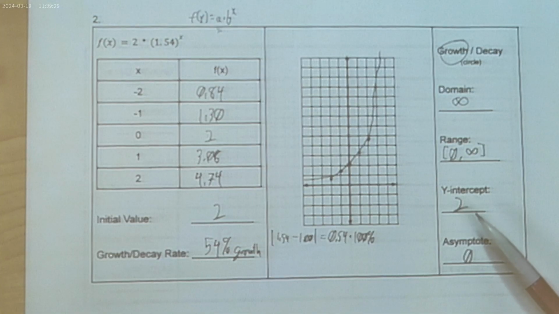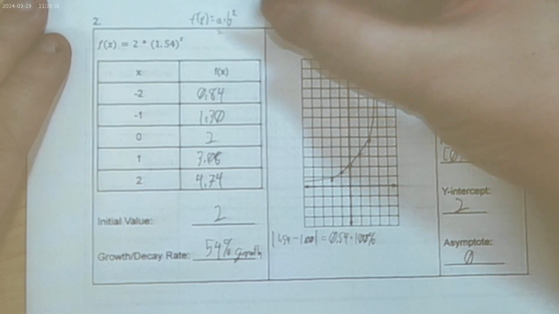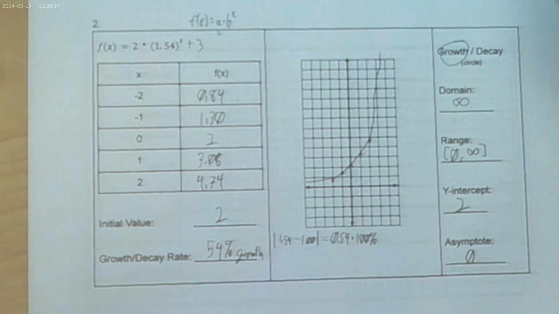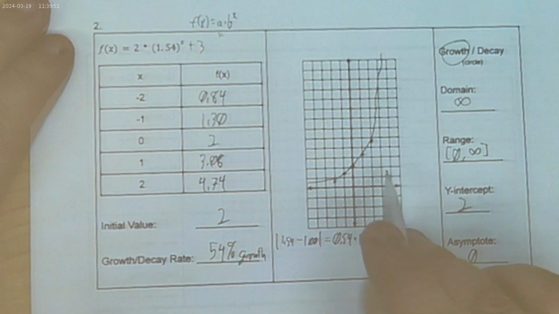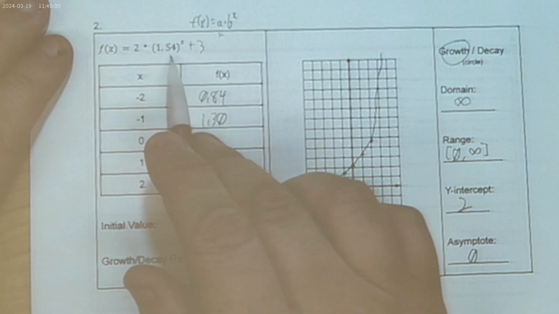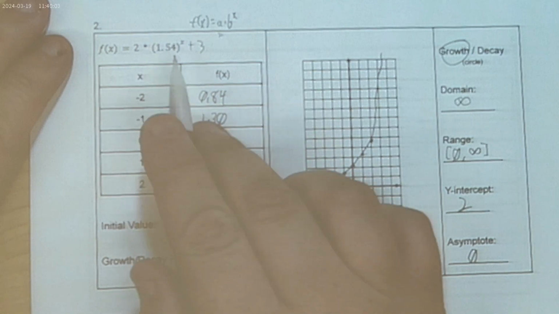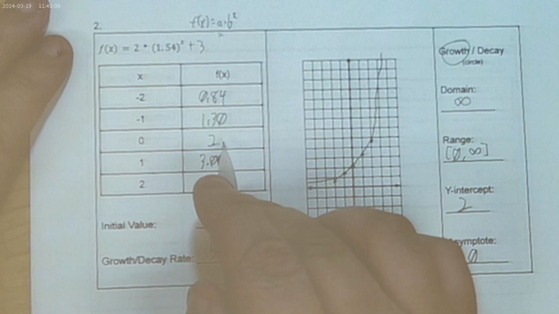And the y-intercept will change if you have an equation like this, and then you have plus 3. Then what that means is that the lowest possible value is no longer 0. That means that the lowest possible value is now 3. Not only is the lowest possible value 3, but this entire line has shifted up 3 spaces, 1, 2, 3. So in this case, the y-intercept would now be 5. Because if we take a look at this equation here, 2 times 1.54 plus 3, we set x equal to 0, it's 2 times 1, which is 2, plus 3. So at 0, the y-intercept would be 5.